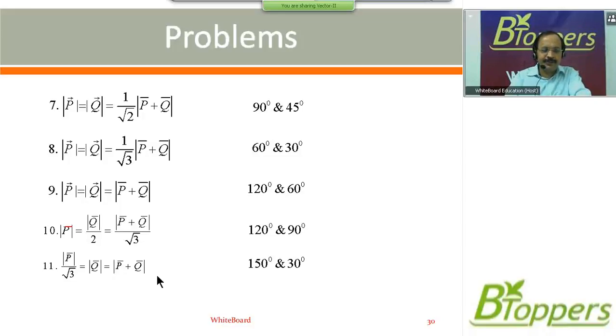Now see the answers. 150 degrees and 30 degrees. That means the angle between P bar and Q bar is 150 degrees, and the angle made by the resultant of the two vectors P bar and Q bar with the first vector P bar is 30 degrees.